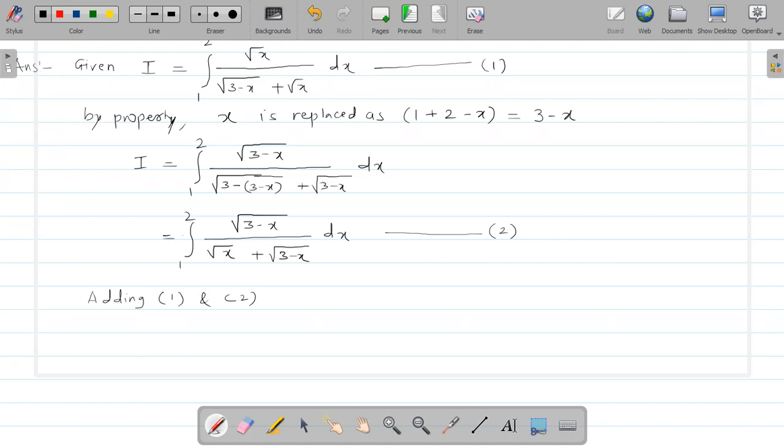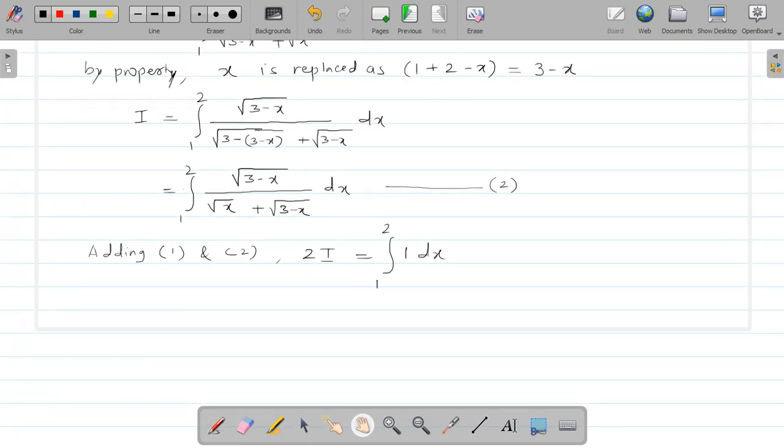what will you get? Left hand side you will get 2I is equal to, and the right hand side, just like the previous example, will be integration from 1 to 2. If you observe this carefully, the denominator is the same, you just add the numerators, and after adding, the denominator and numerator will be the same. So you will get 1, the addition will surely be 1. After getting that you have to evaluate the integration of 1. Integration of 1 is x. So simple.